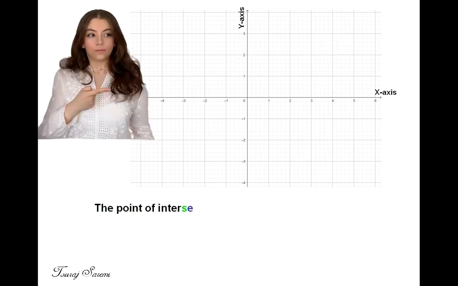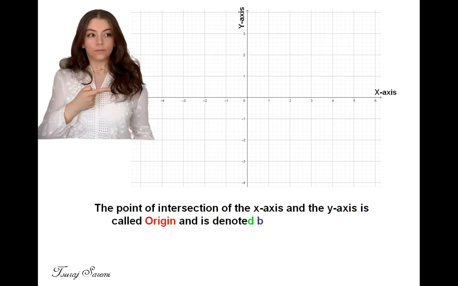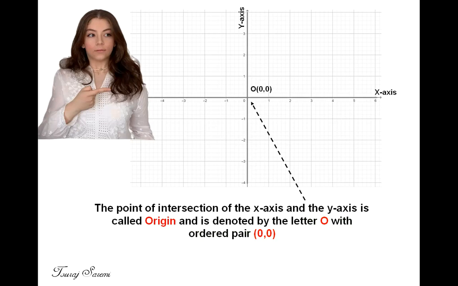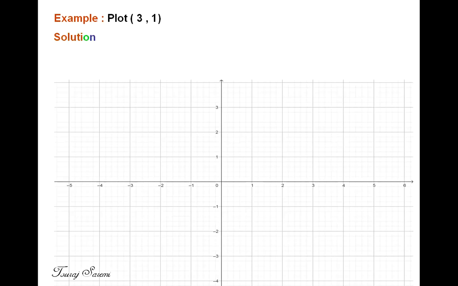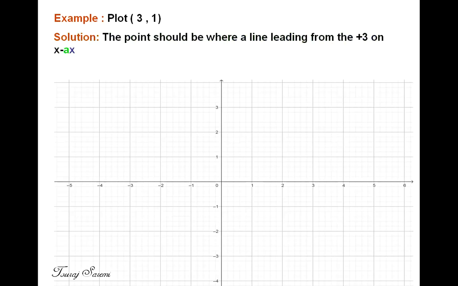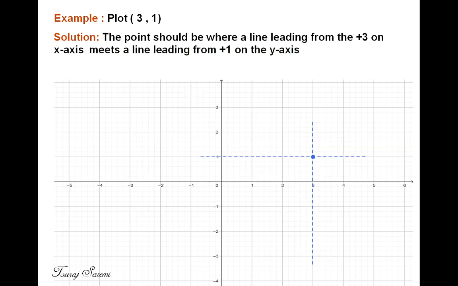The point of intersection of the x-axis and the y-axis is called the origin and is denoted by the letter O, with ordered pair (0, 0). Example: plot (3, 1). Solution: the point should be where a line leading from the +3 on the x-axis meets a line leading from +1 on the y-axis.